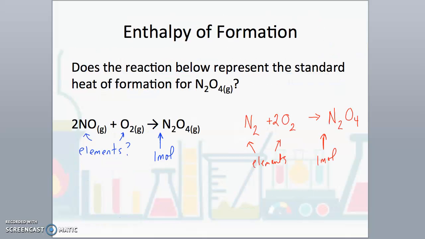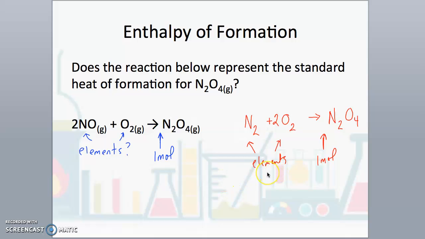This is just a type of question you might come across on an exam, and it'll say, does this reaction represent the standard heat of formation for N2O4? And at first glance, and I'm looking at this one on the left, at first glance, I'm like, yeah, I got 1 mole of N2O4, but if I look closely, this is not an element here, so this is not correct.